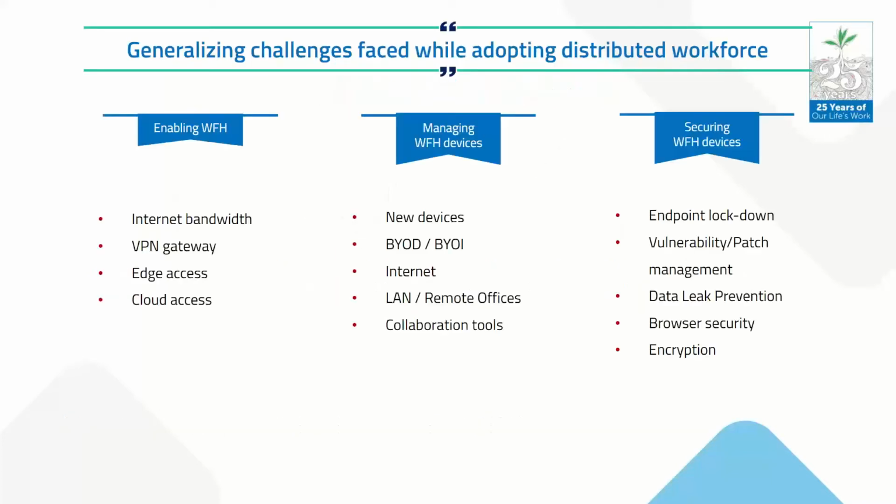John was also facing a couple of challenges. One is about enabling the work from home, to have those users get connected. He had bandwidth issues. Internet bandwidth was a major challenge. Providing VPNs or either move the application to edge access or cloud access, then going towards managing these devices. It could be providing new devices to those users, or make collaboration tools.